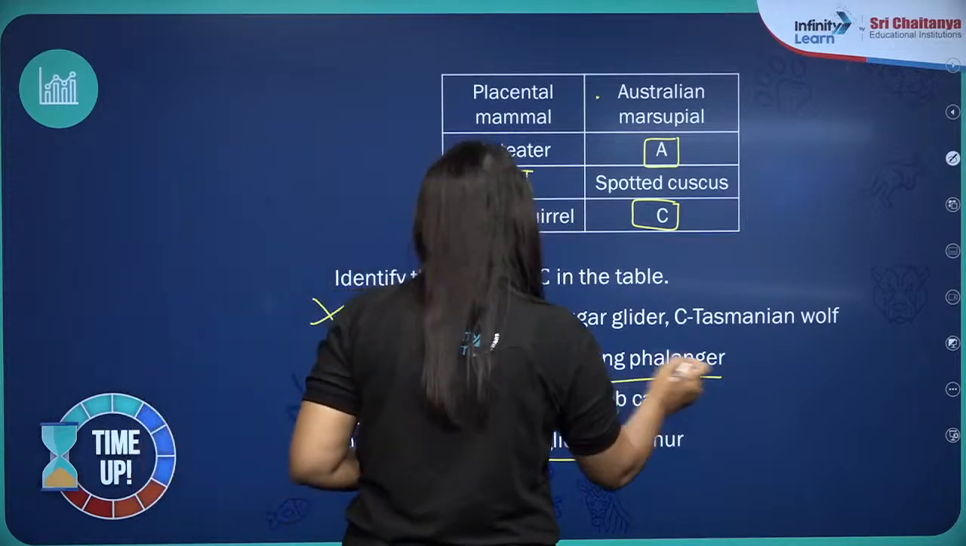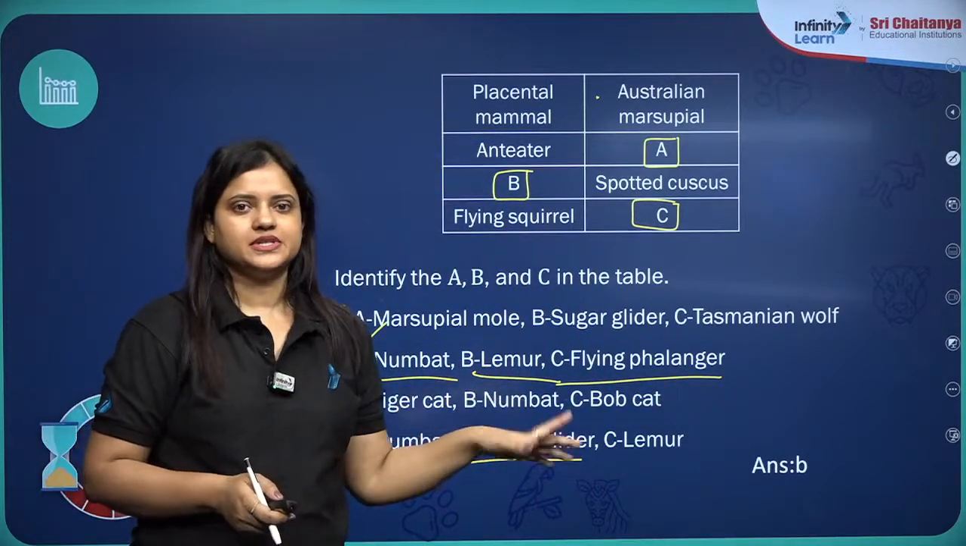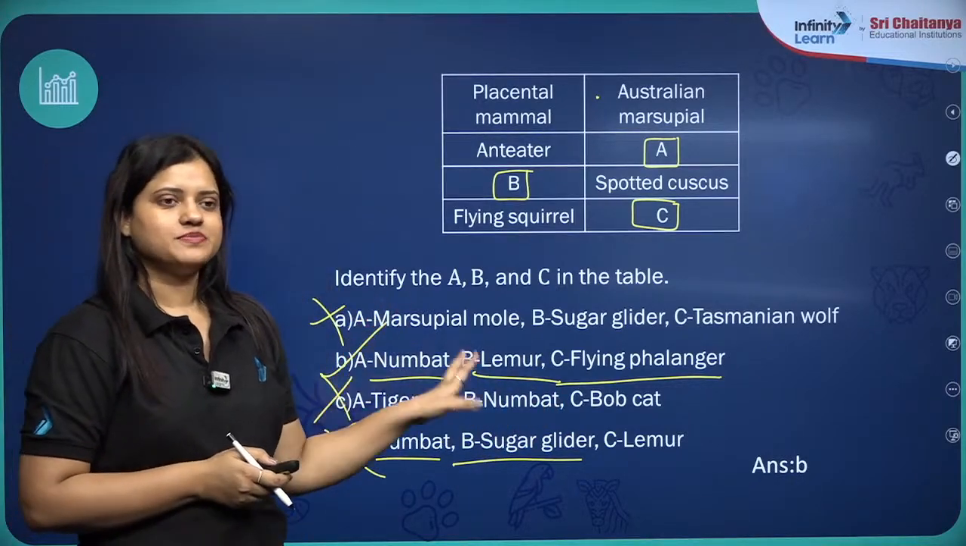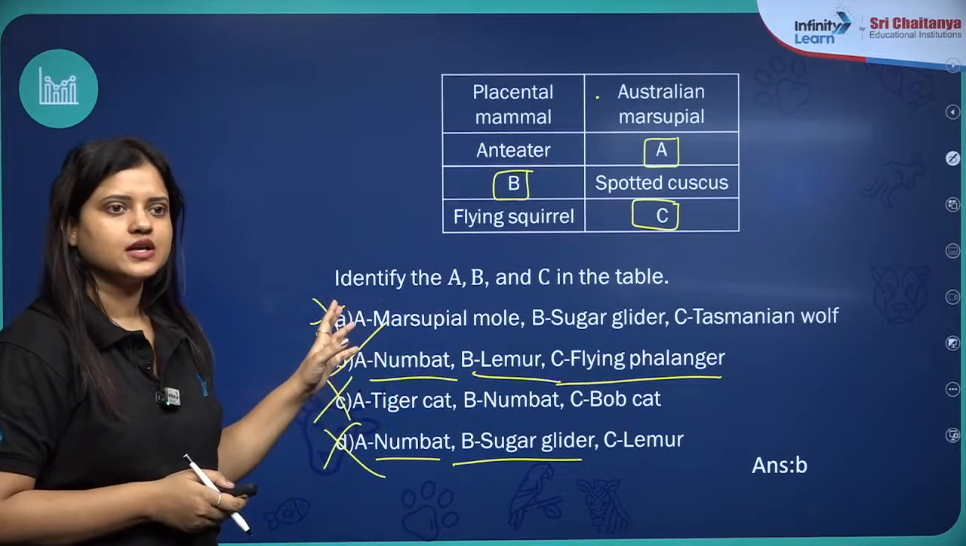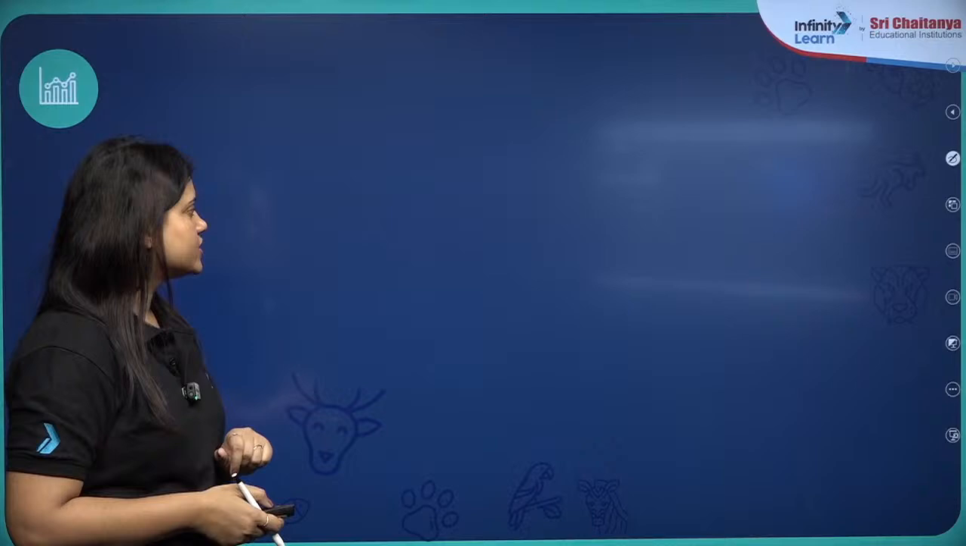So answer is B. ठीक है, so it's a direct question. Answer is B. सभी ने सही जवाब दिया है. So it is B. Very good. Sumant Raj, Vishal, Abhishek, Ullas. Very good. Next question.